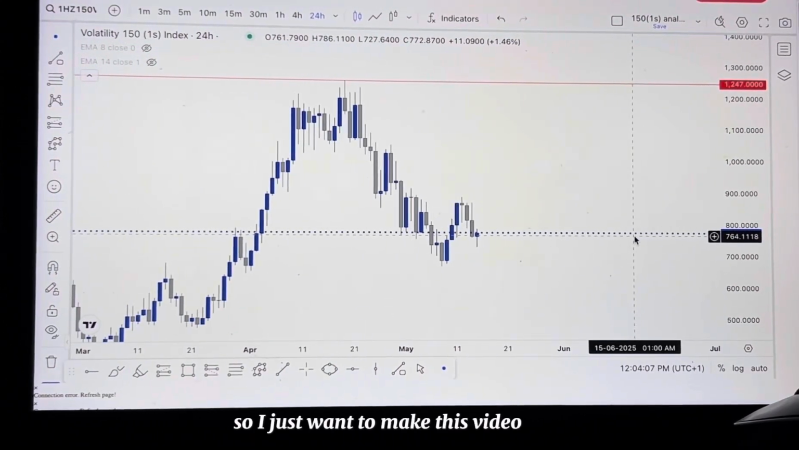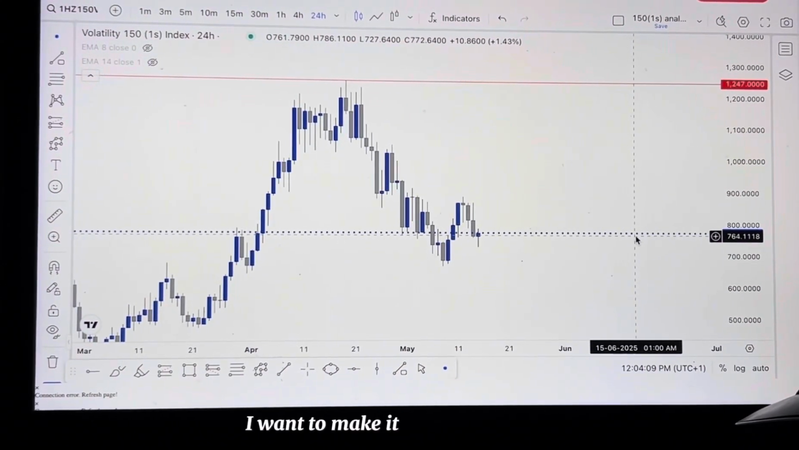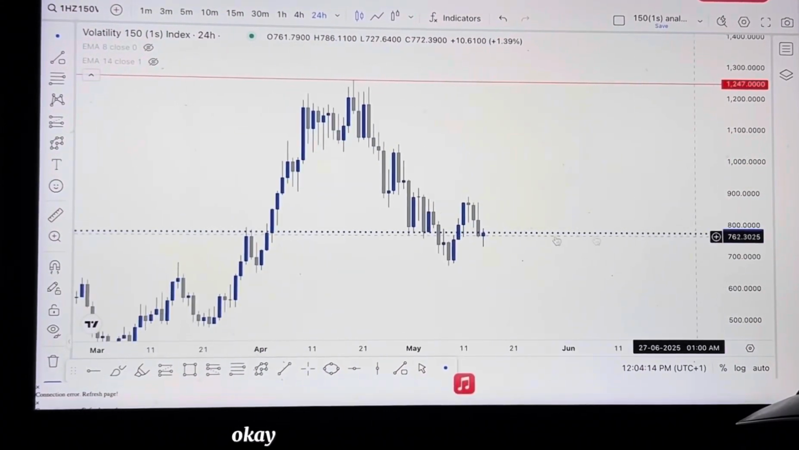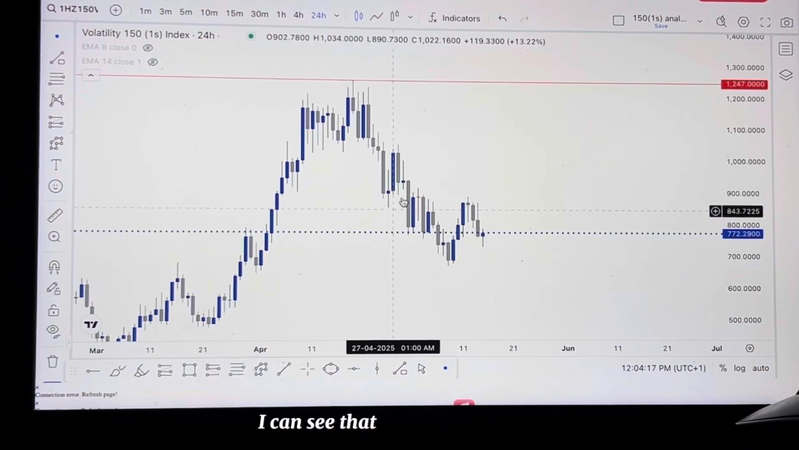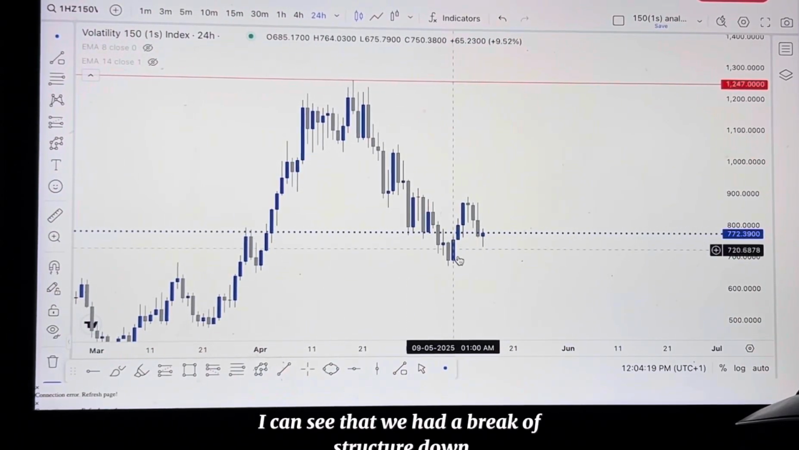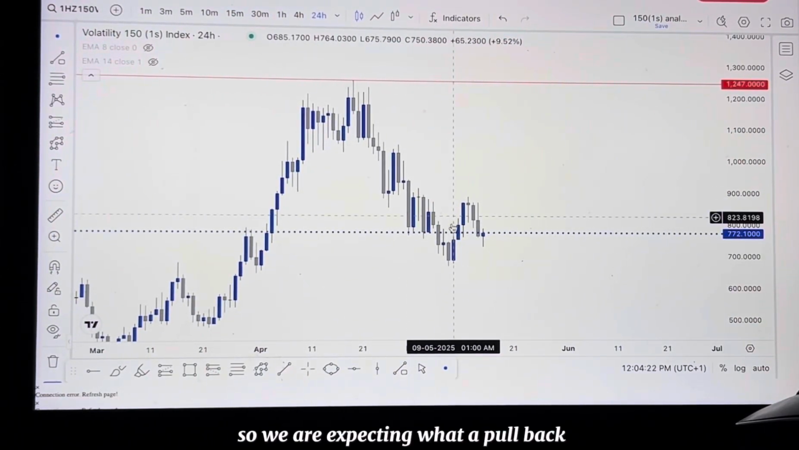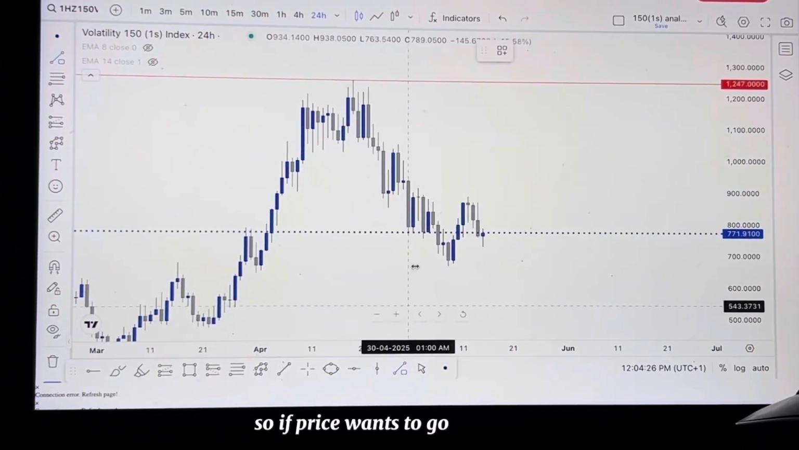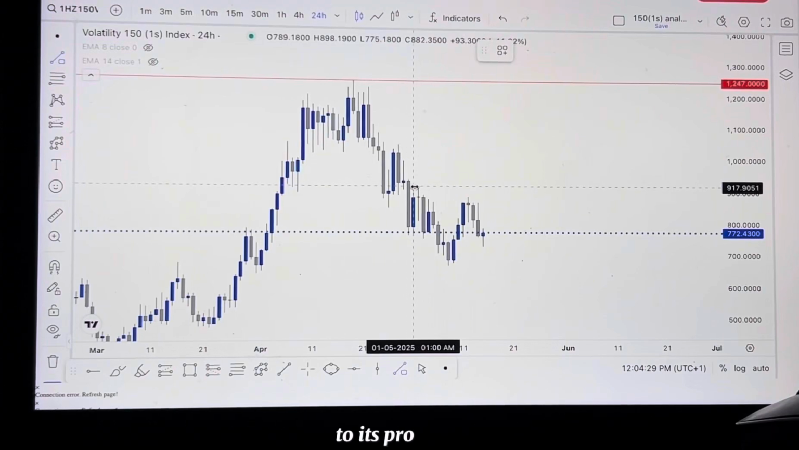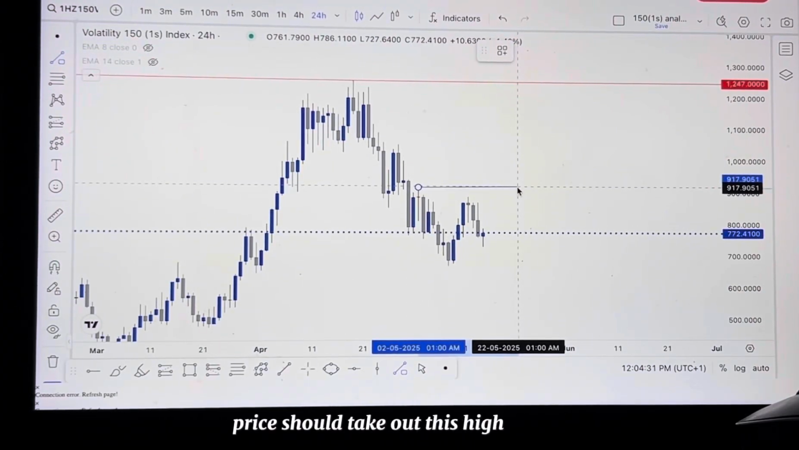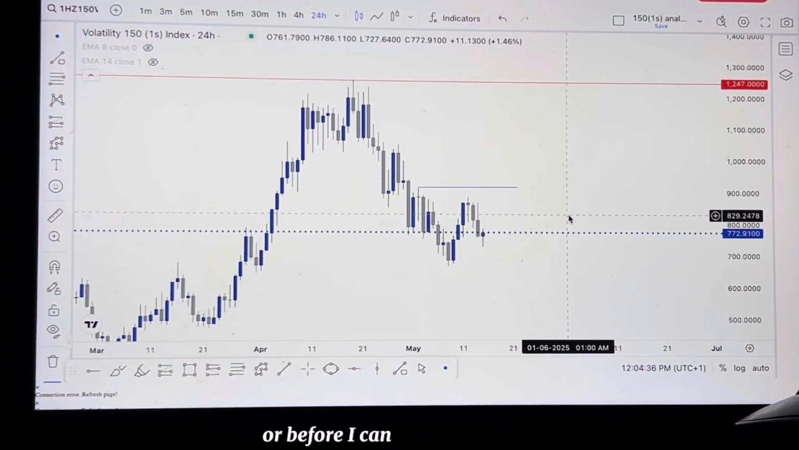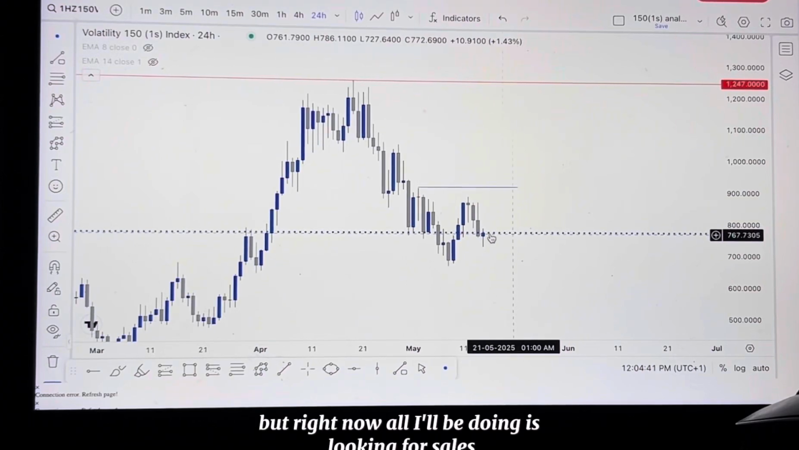So I just want to make this video very short. I want to make it a 5-minute video max. Okay, so while doing the counter trend, I can see that we had a break of structure down, so we are expecting what? A pullback. Price has pulled back up here. So if price wants to go back to its original trend, its pro trend, price should take out this high before I can anticipate a buy. But right now all I'll be doing is looking for sells.